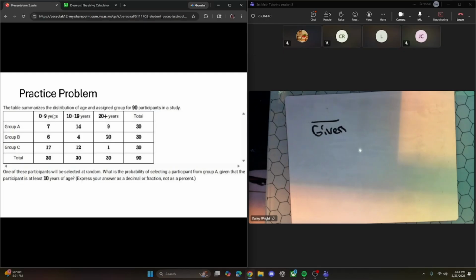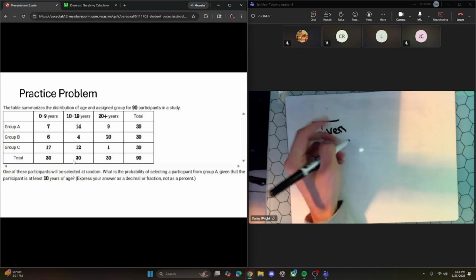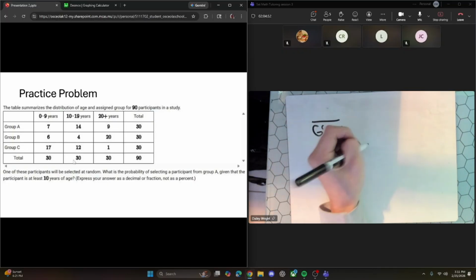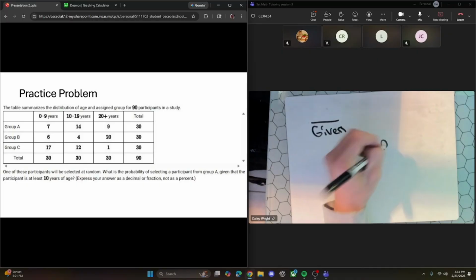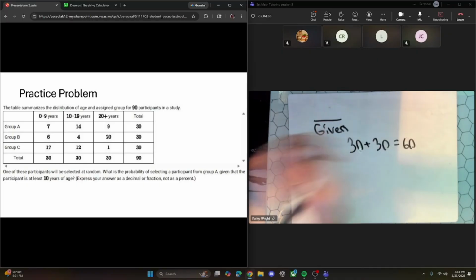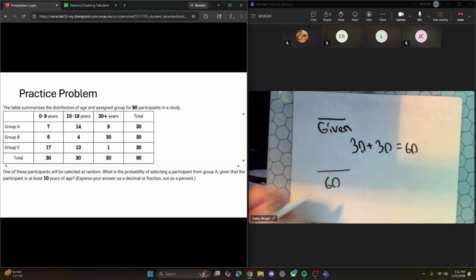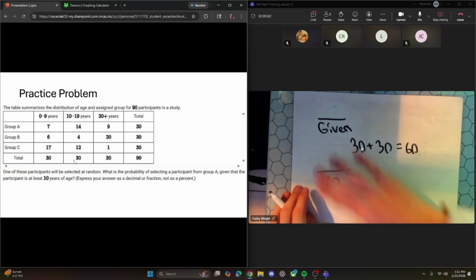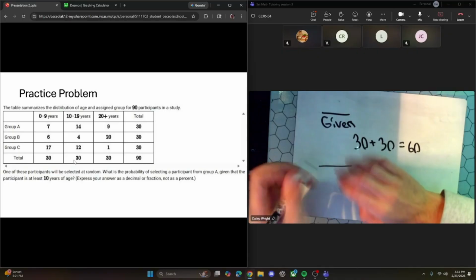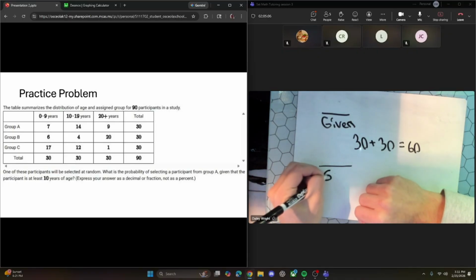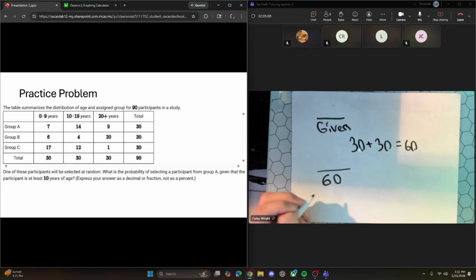So that gets rid of 30 people, because the total amount 0 to 9 years is 30. So now we know the rest is equal to 60, because 10 to 19 years is 30, and then 20 plus years is 30. 30 plus 30 equals 60. So our over given is going to be over 60.